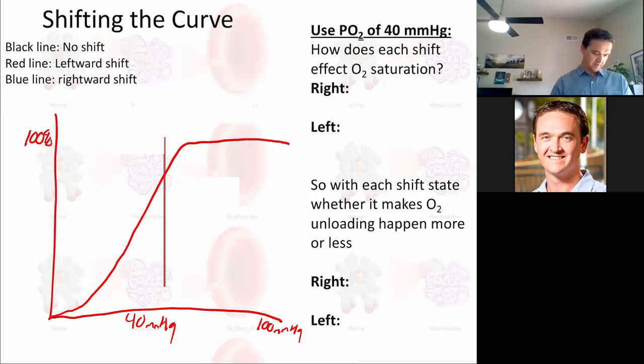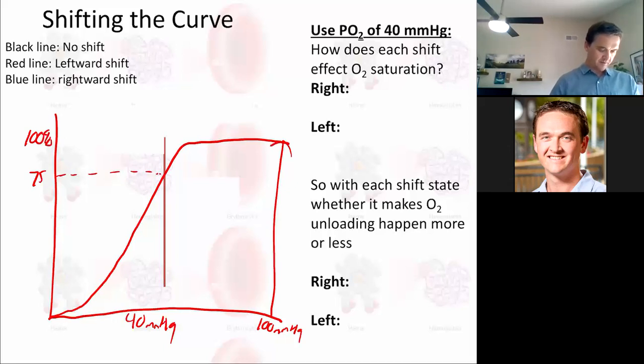Let's go back and just see. The normal 40 would get you to about 75. So we'll say that normal gets you to about 75. And so normally when we're up at 100 millimeters of mercury, we're at 100%. Normally when we're at 40 millimeters of mercury, we're at about 75%. But the thing is, we can move this curve. We can actually shift it.